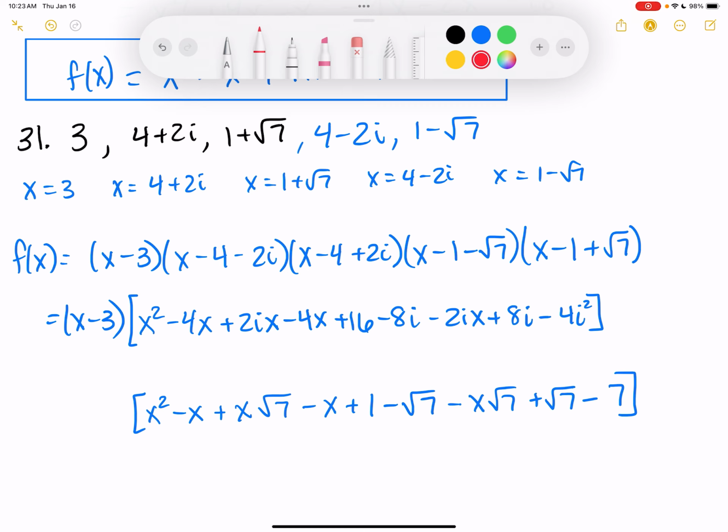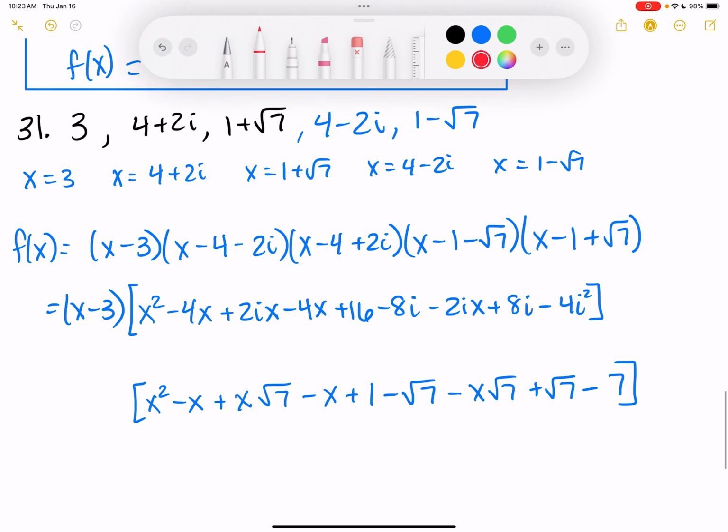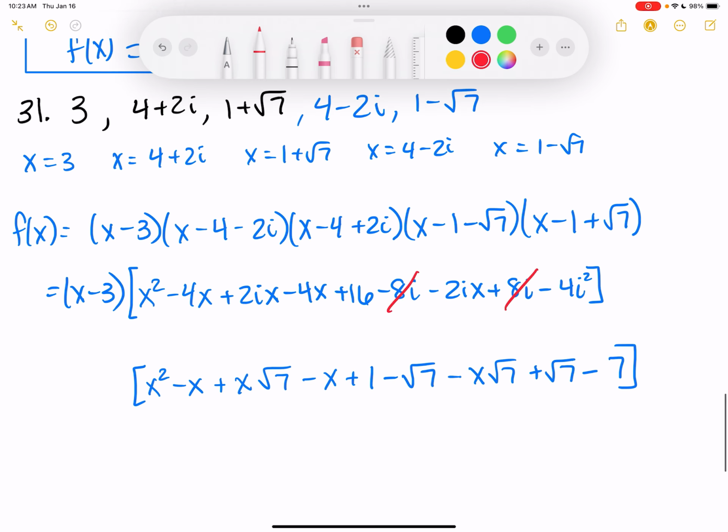Okay, we are going to start canceling things. So in this first one, there's a lot happening. I see a -8i and a +8i. I'm going to get rid of that. I see a +2ix and a -2ix. I'm canceling that. We don't have to use it. And then I see a -4i squared, which would be a +4. Oh wait, I got it. Can I put the +4 under the line? Yeah, that's fine. Okay, cool.